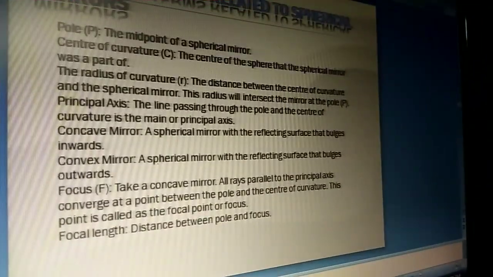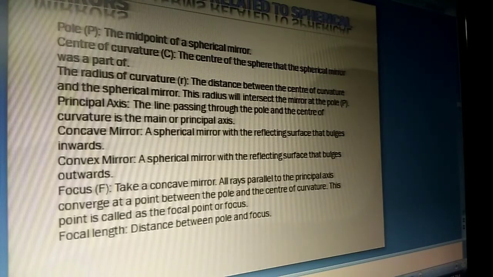The midpoint of the spherical mirror is called the pole of the mirror, and it lies on the curve. Next, coming to the center of curvature: the center of the sphere from which this spherical mirror is taken, of which the mirror is a part, is called the center of curvature.